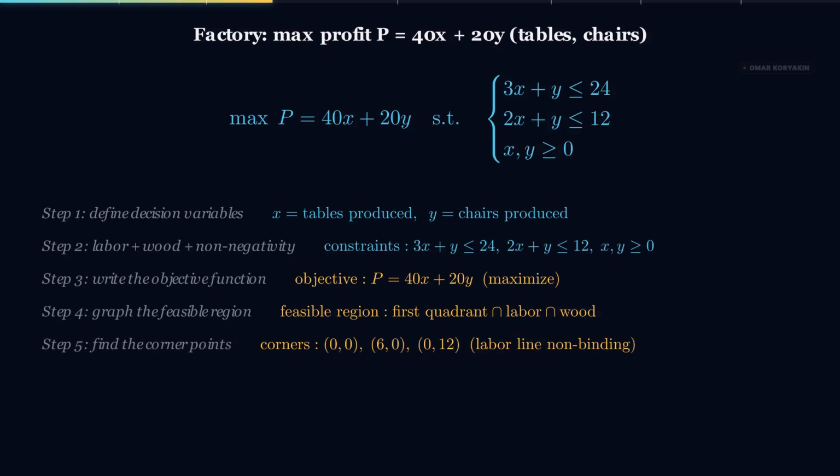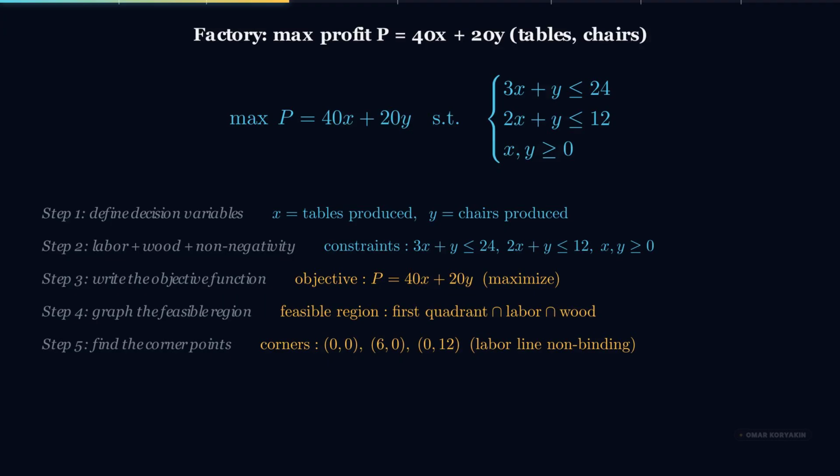Step 5. Find the corner points. The corners are the origin (0, 0), where the x and y axes meet, (6, 0), where the wood line meets the x-axis, (0, 12), where the wood line meets the y-axis, and the intersection of the labor line and the wood line. Solve the labor and wood lines: 3x plus y equals 24 and 2x plus y equals 12.